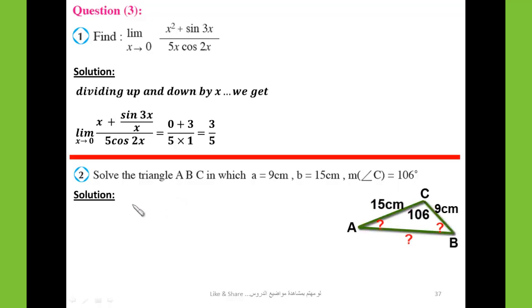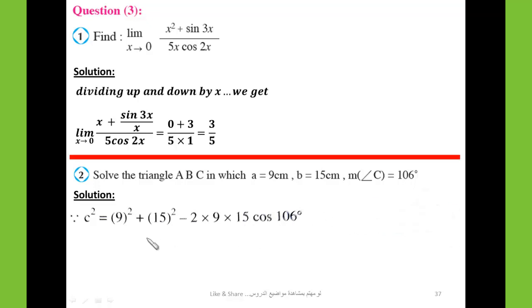To solve the triangle, we start with c. We will find the third side using the cosine law. We have c squared equals a squared plus b squared minus 2ab cosine of the included angle C, which equals 106. We simplify this part and we have c squared, and c equals approximately 19.5 centimeters. You can write this value under the root to get c, approximately equal to 19.5 centimeters.